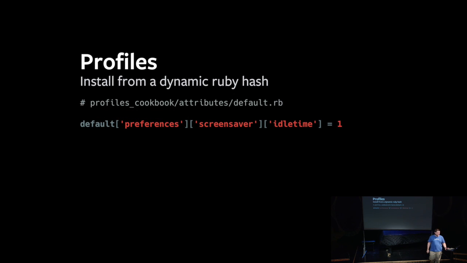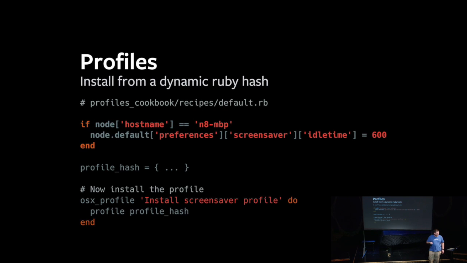So then, in the attributes file, we define that as 1. So the idle time is now 1 second. It's a good security team friendly default, and that's what we use for a whole fleet. Except this one guy hates it. He doesn't want to be bothered.